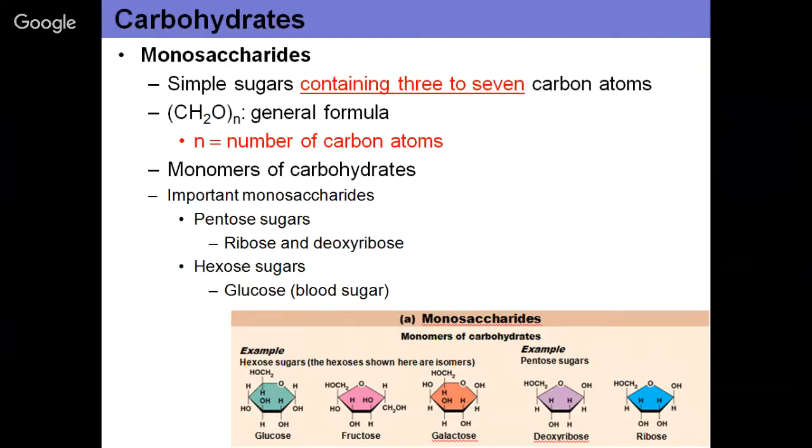Underneath you would see the structures of glucose, fructose, galactose, and also the pentose types, deoxyribose and ribose. And how you say that it's a pentose is by the shape of the structure. You have these 1, 2, 3, 4, 5 sides. Here is the hexose, where you would see the 6 carbon atoms over here. You would find 5 carbon atoms over here.